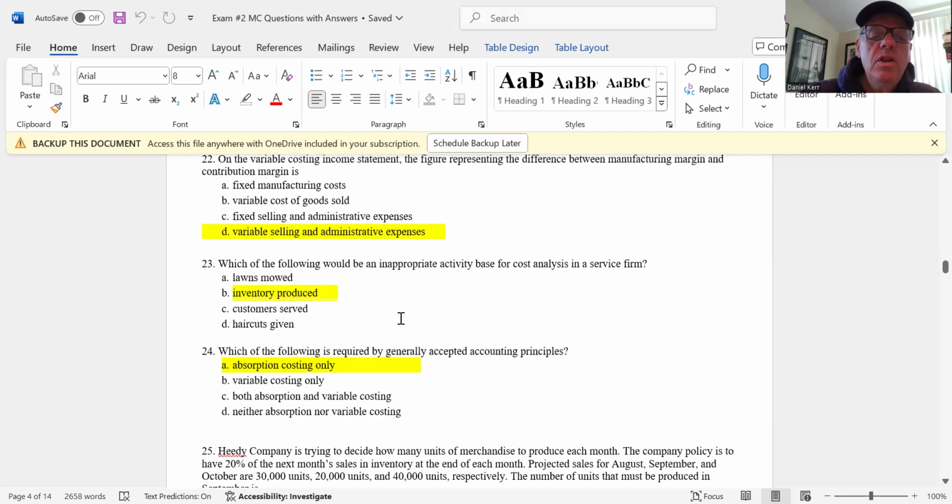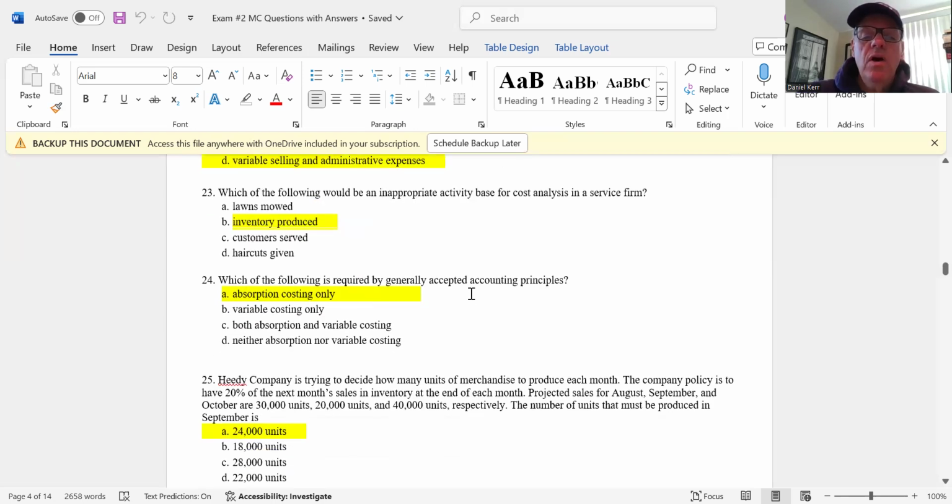Which of the following would be an inappropriate activity base for analysis in a service firm? So a service firm does not manufacture a product, they provide a service. So a company that mows lawns, if you take the number of customers served, if you take the haircuts given in a hair salon, those would all be appropriate. What would be inappropriate for a service firm is the amount of inventory produced because they don't produce it.